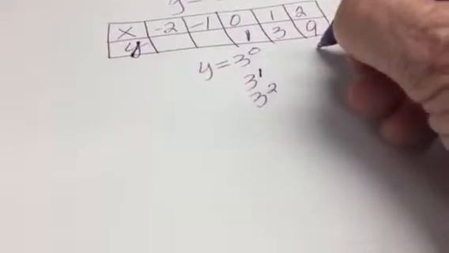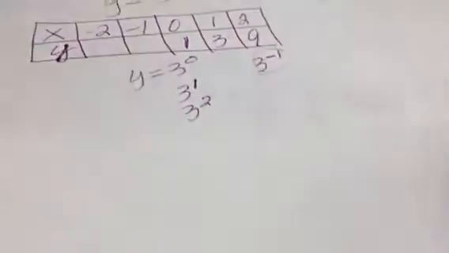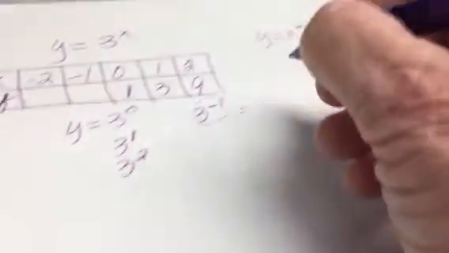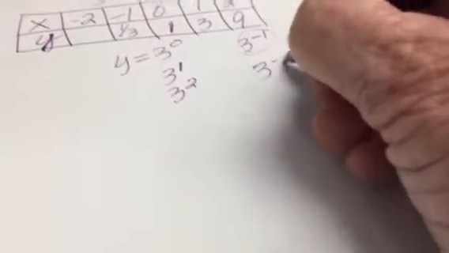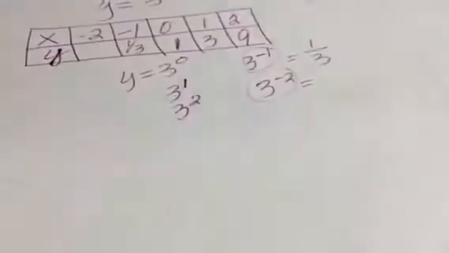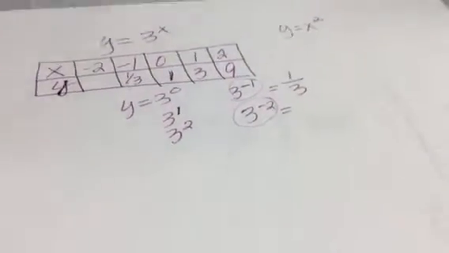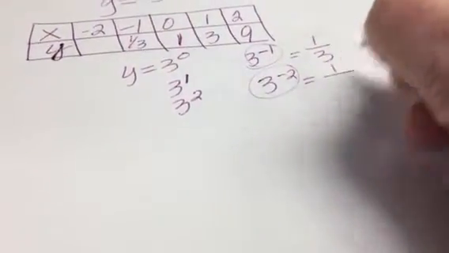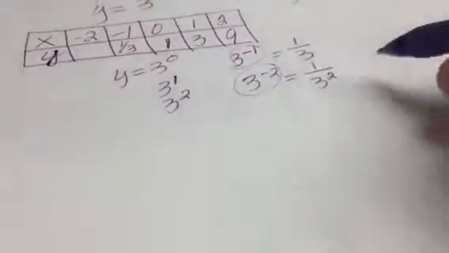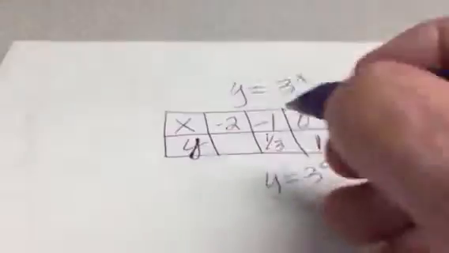Now, what if I say 3 to the -1? Remember, we have to circle this because it has to go downstairs. So this is going to equal 1 over 3. So over here, I'm putting 1 over 3. And then what if I say 3 to the -2? Well, it has to go downstairs because it's a negative exponent. So that has to go 1 over 3 squared, which is 1 over 9. So I'll go over here and put 1 over 9.